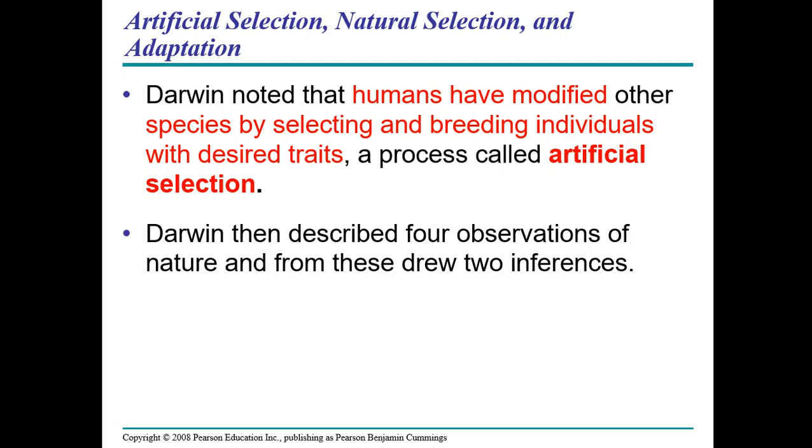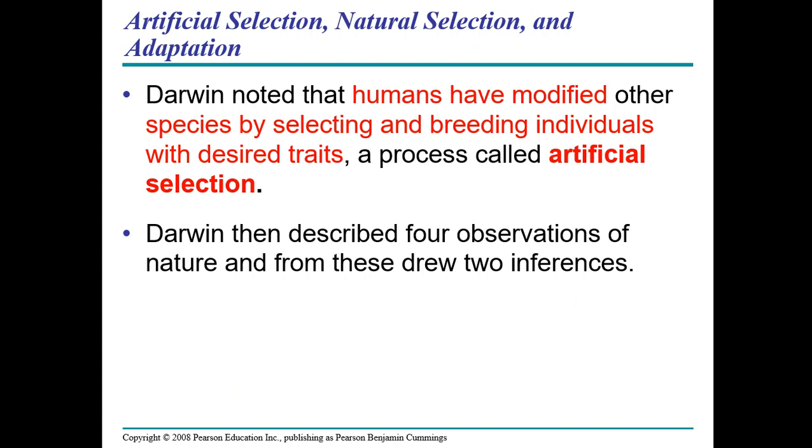Darwin noted that humans have modified other species by selecting and breeding individuals with desired traits, a process called artificial selection. So here there is mediation by humans. It is human-mediated selection. It is not natural selection, because when we speak of natural, there is no intervention by humans. When it is natural, it happens without humans. So you call this artificial selection, contrary to the natural one.